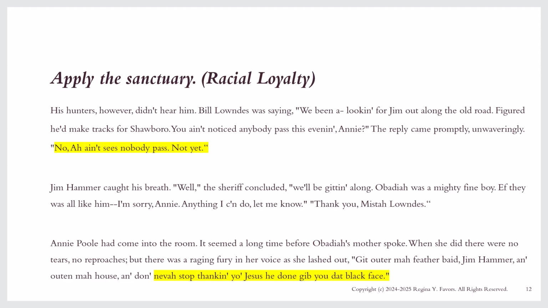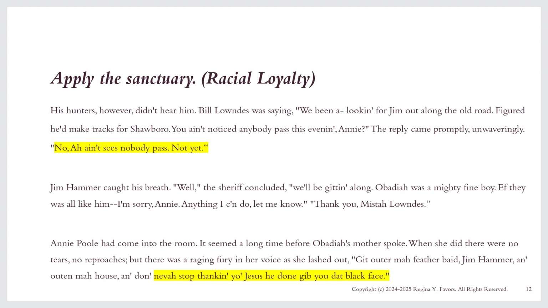Obadiah was a mighty fine boy. If they was all like him, I'm sorry, Annie. Anything I can do, let me know." "Thank you, Mr. Lowndes." Annie Poole had come into the room. It seemed a long time before Obadiah's mother spoke. When she did, there were no tears, no reproaches, but there was a raging fury in her voice as she lashed out: "Get out of my feather bed, Jim Hammer, and out of my house, and never stop thanking your Jesus. He done give you that black face."